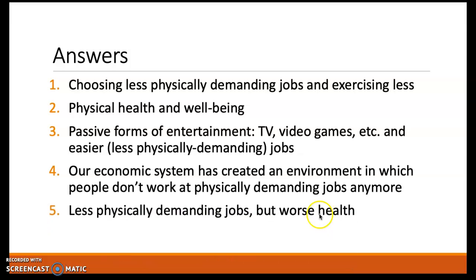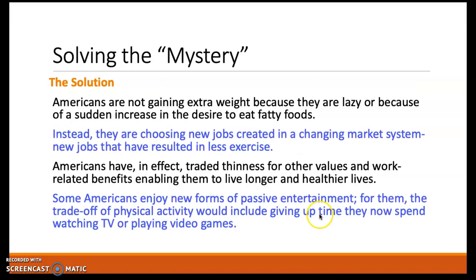Now, when we look at the trade-offs, essentially we have less physically demanding jobs now, but we have worse health as a result. That's a trade that we're making. And finally, a consequence of this choice is a decrease in our overall physical well-being. So solving the mystery, you can see here. We're choosing new jobs in a changing market system that have resulted in less exercise. So we now enjoy new forms of passive entertainment, and the trade-off of physical activity would include giving up time that we now spend watching TV or playing video games.